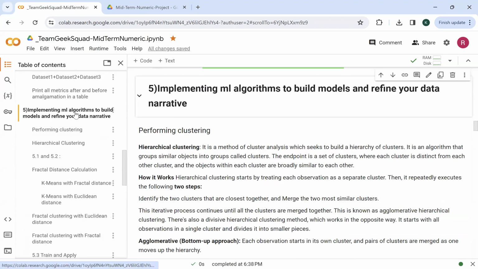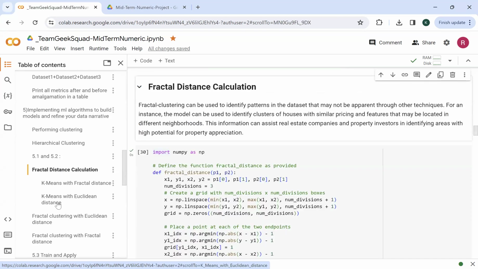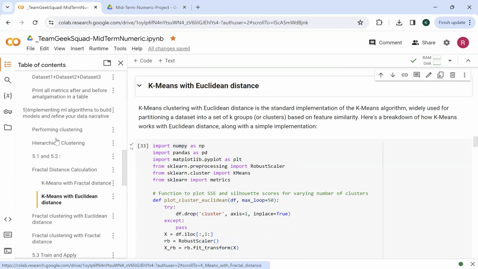Then I've performed the fractal distance calculation, k-means, fractal distance, and Euclidean distance. I have worked on it. Suresh worked on the hierarchical clustering part and performing the clustering.